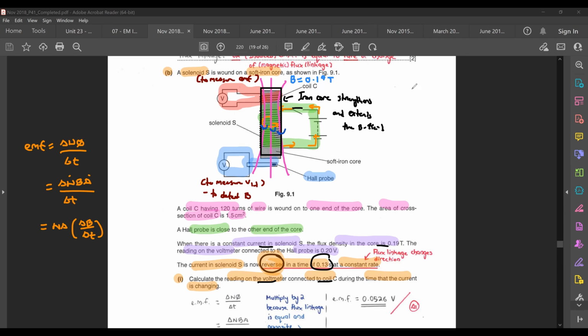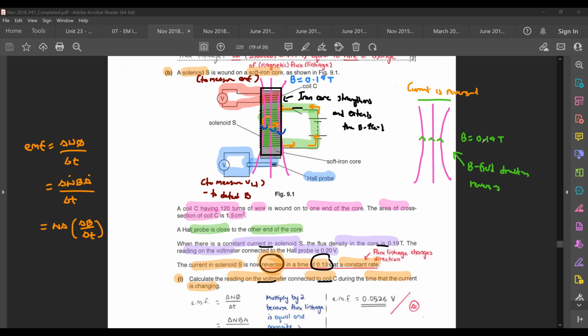But when your current is reversed, you are still going to get that same magnetic field pattern across your solenoid, which then extends to core C. But this time the direction will be opposite. You'll probably go like this. When your current is reversed, your field direction will reverse, but your magnitude still remains at 0.19 Tesla. So your B field direction reverses.